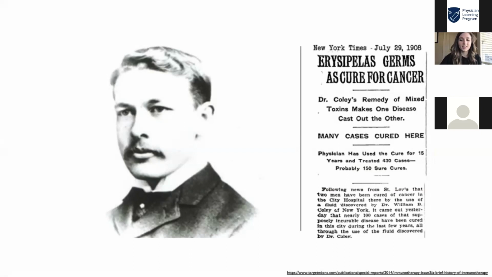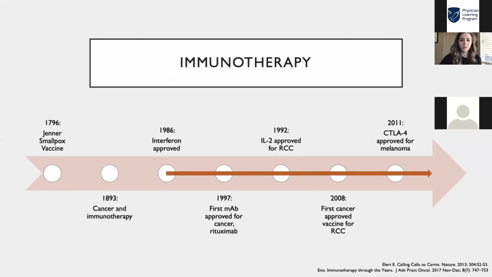Dr. Coley then decided to inject streptococcus into all cases of unresectable sarcoma that he encountered, and he treated almost 900 unresectable sarcoma patients, achieving a greater than 10% cure rate with his Coley's toxin. The first immunotherapy agent was FDA approved in the US in 1986, and that was interferon. And after this, we see new classes of immunotherapeutics being described and then approved for use.